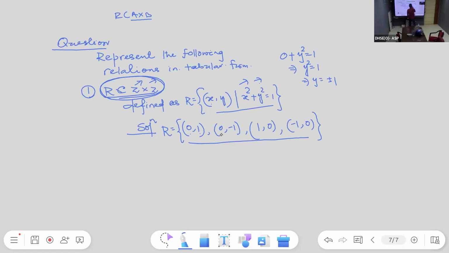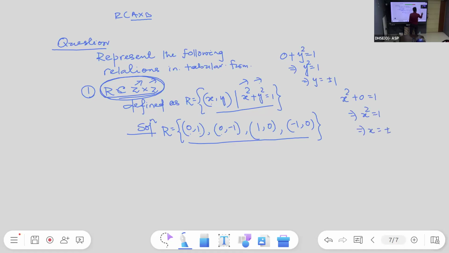Similarly, if we take y as 0, x square plus 0 is equal to 1, implies x square is equal to 1, implies x is equal to plus or minus 1. If you take x is equal to 1, then y will be 0. If you take x is equal to -1, then y is equal to 0. These are the only possibilities. Any other possibility?